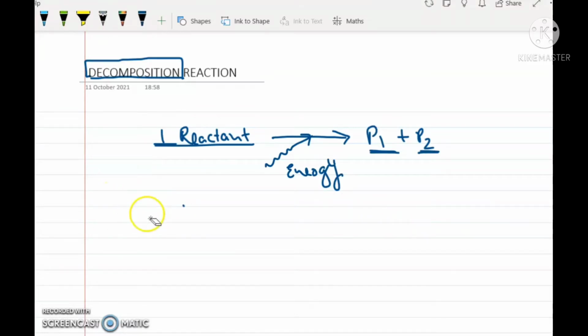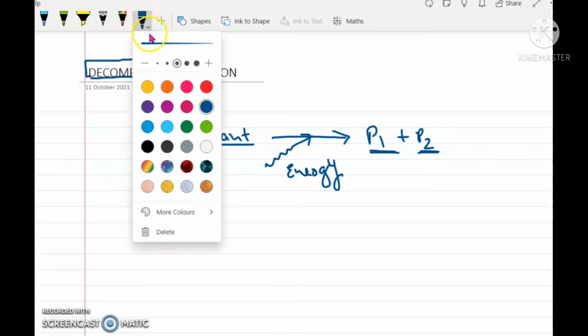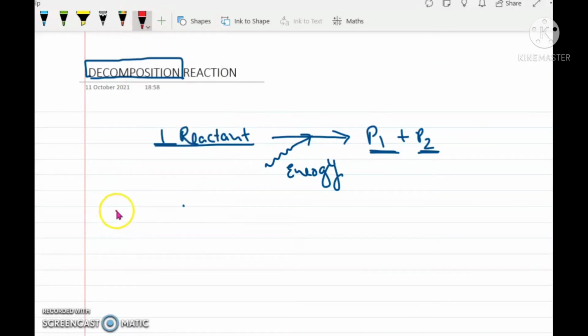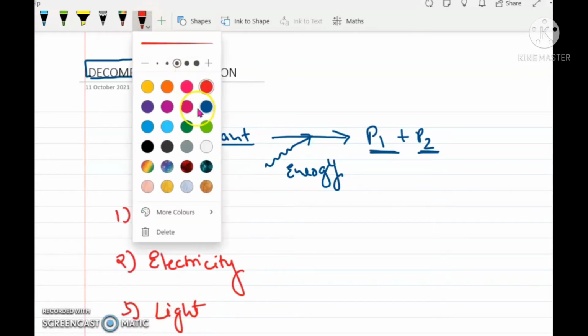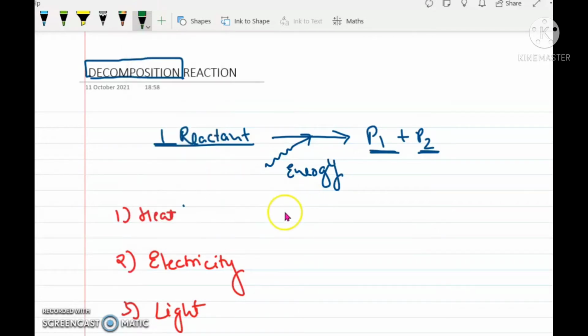It can be taken in by the process in the form of heat, or the energy input can be in the form of electricity, or the energy input can be in the form of light. If the energy input is in the form of heat energy, then those kinds of reactions are referred to as thermal decomposition reactions.